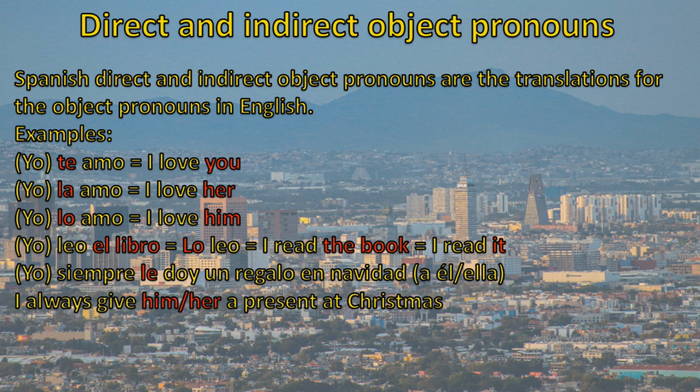falls on you, right? But in Spanish, I use a direct object pronoun. In English, we only have object pronouns. In Spanish, we have direct and indirect object pronouns. And these pronouns are the translation for the object pronouns in English. So, I love you is yo te amo. Okay, yo te amo. So, I place the direct object pronoun, in this case, before the verb, as we saw with the reflexive pronouns. So, yo te amo. Remember that?